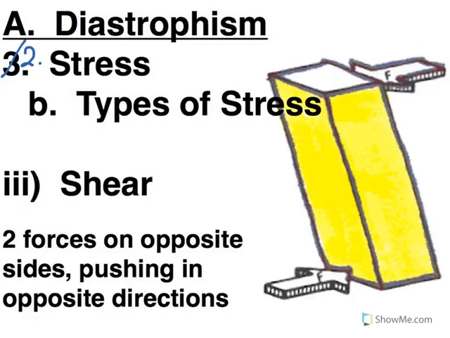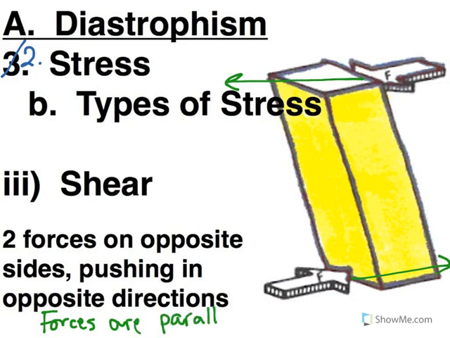Shear is where our forces are on opposite sides and opposite directions. So as you can see here, you've got one force going in one direction, one going in the other, but the forces are parallel. Well, the place where we have parallel forces going in opposite directions, of course, is a fault zone. So each type of stress is going to be associated with a different plate boundary.